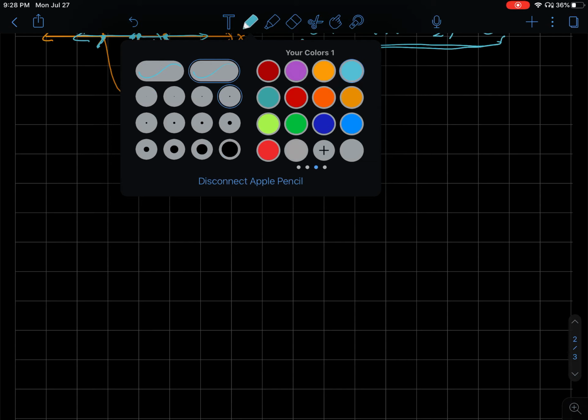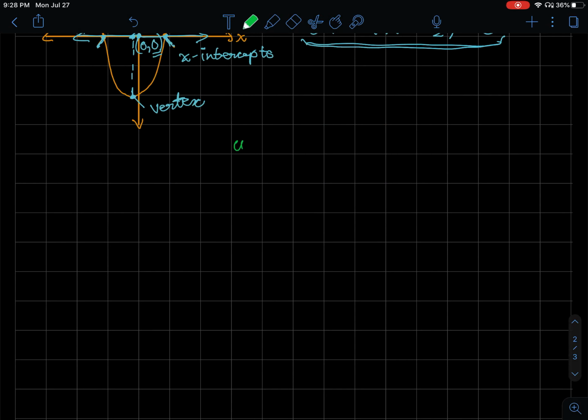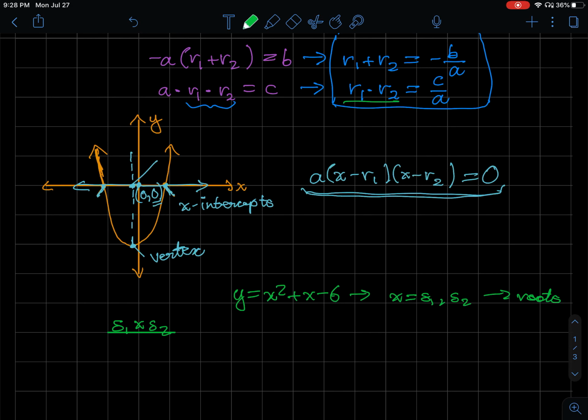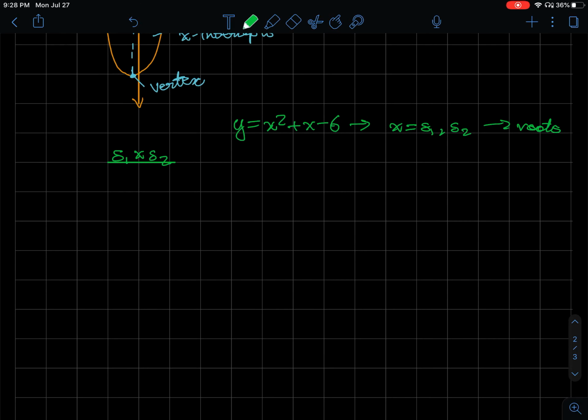Okay, so let me actually show you with an example that we used last time: y equals x squared plus x minus 6. And let me show you what we can do with this one. Now, let's say the roots of this equation are s1 and s2. We want to find that the product of s1 and s2 needs to be equal to negative 6. And how do we get that? Well, we just apply Vieta's formulas, this formula right here.